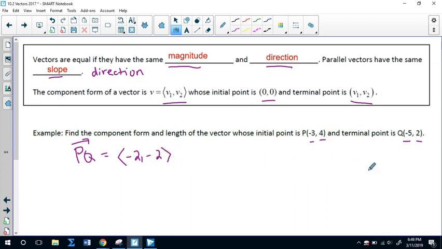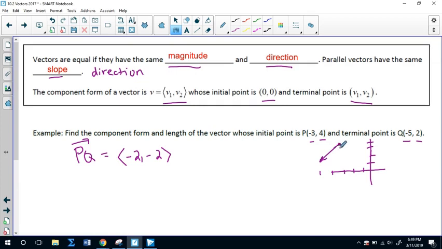So for the initial point, if it helps you, you can even draw the graph. If the initial point is at -3, 4, I didn't make my graph big enough. And the terminal point is at -5, 2.